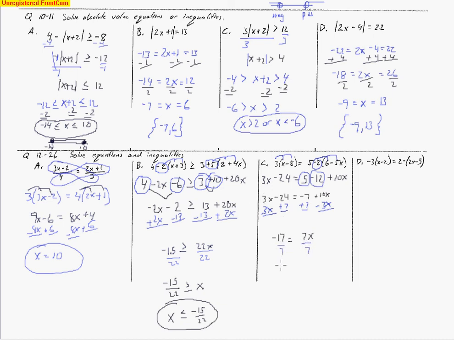So they can write it as an improper fraction as the answer, negative 17 sevenths. You might also see 7 going into 17, which goes in there 2 times with 3 left over. So negative 2 and 3 sevenths would be another way to write that answer.